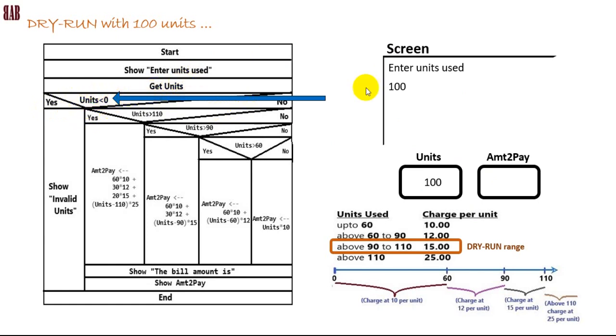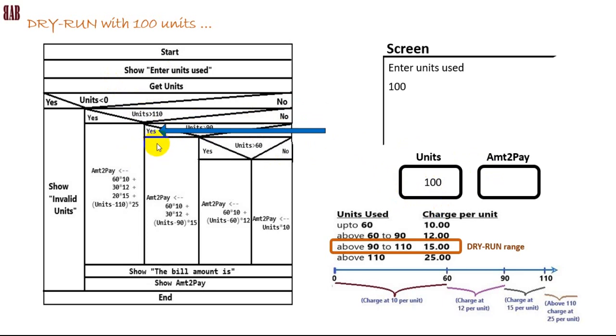Is it less than 0? No. It's 100. No, it's not less than 0. So you go to the no side. So again in the no side there is another decision box, which is this particular big decision box. Okay. So you come here. Is it greater than 110? That is also no. No, 100 is not greater than 110. So you come to the no side. So in the no side again there is another decision box checking, is it greater than 90? Yes. 100 is greater than 90, so units is 100, right? So you go to the yes side.